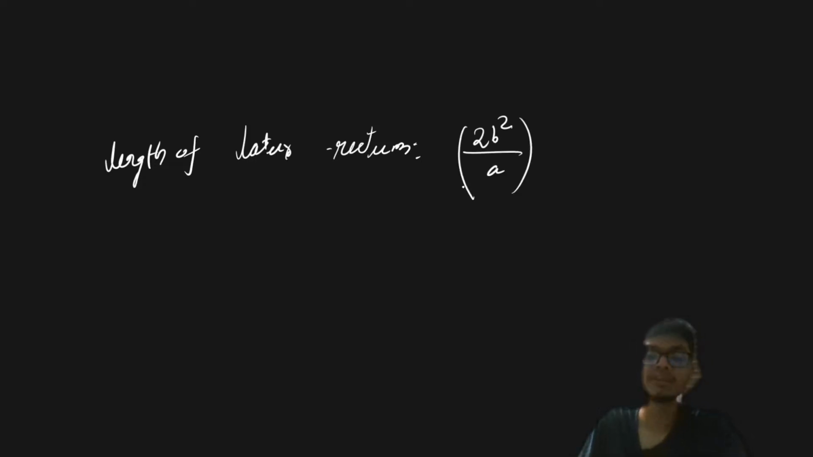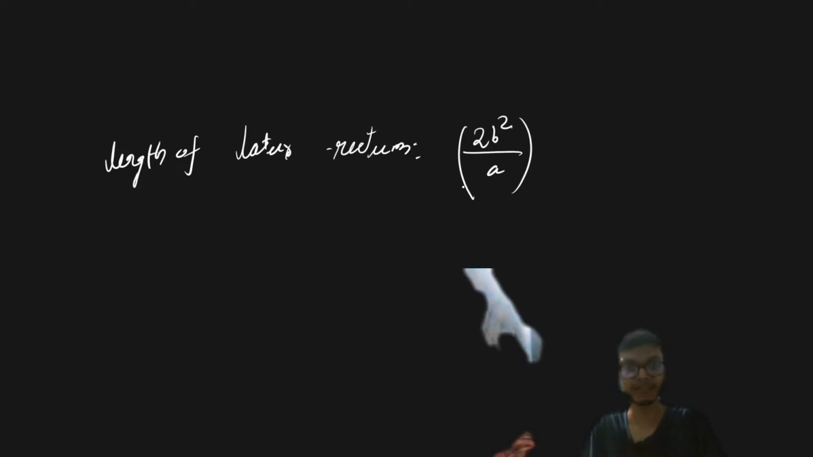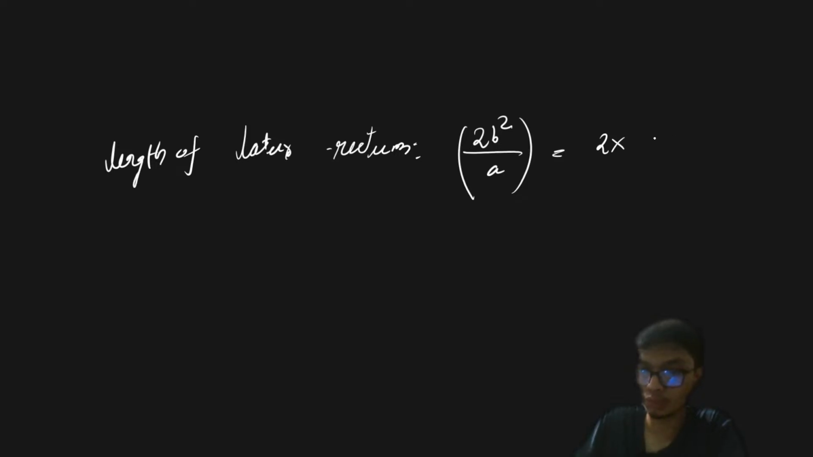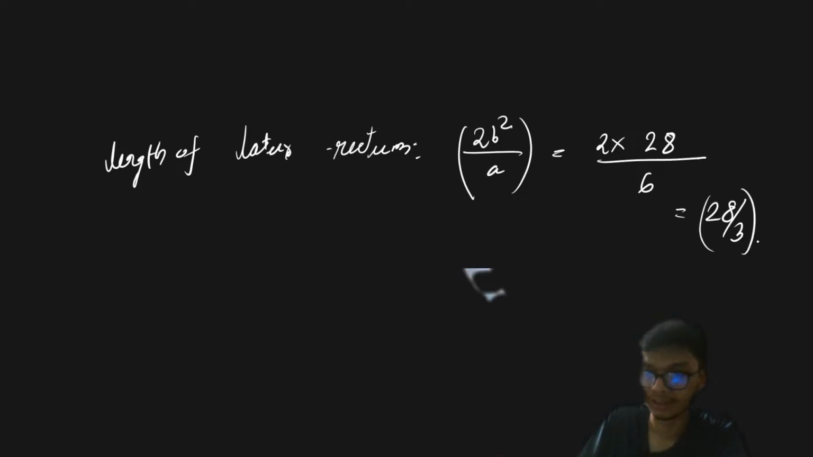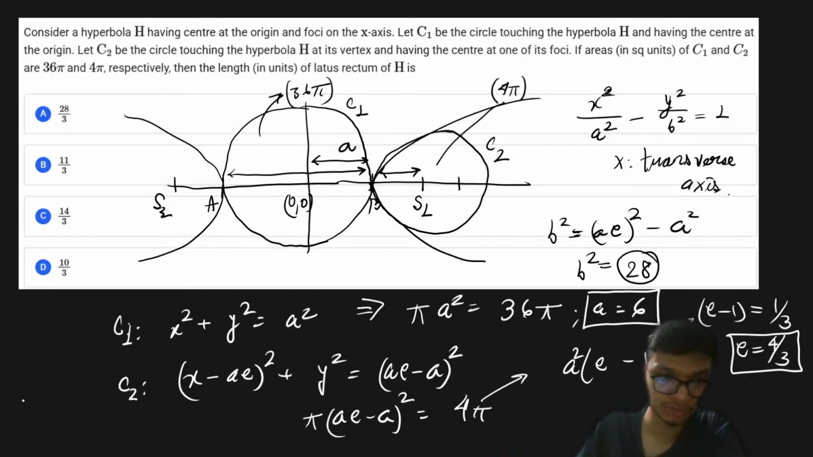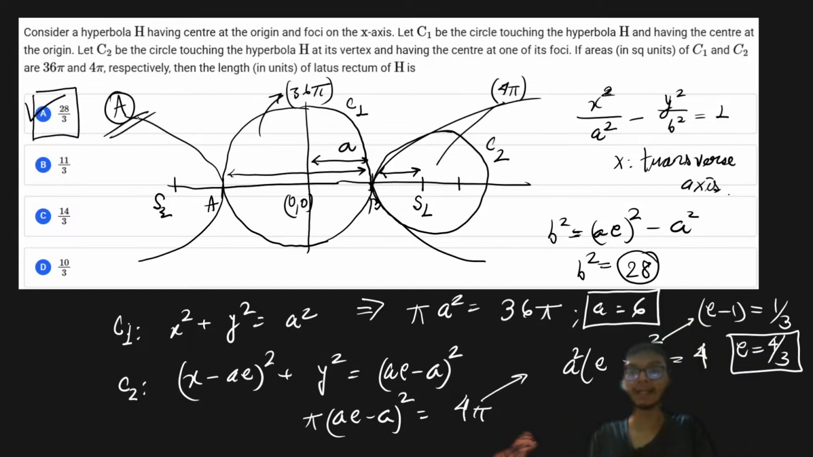So now we have the value of a, b and the eccentricity, and we can easily find the length of the latus rectum. It is going to be equal to 2 into b square upon a, where b square is 28 and a is 6. This gives me the answer as 28 upon 3 units, right? So that is my answer for the length of the latus rectum, and option A is the correct answer for this problem. I hope this is clear. So even without knowing any general equation, we can figure this out just by using the geometrical sense of this problem.